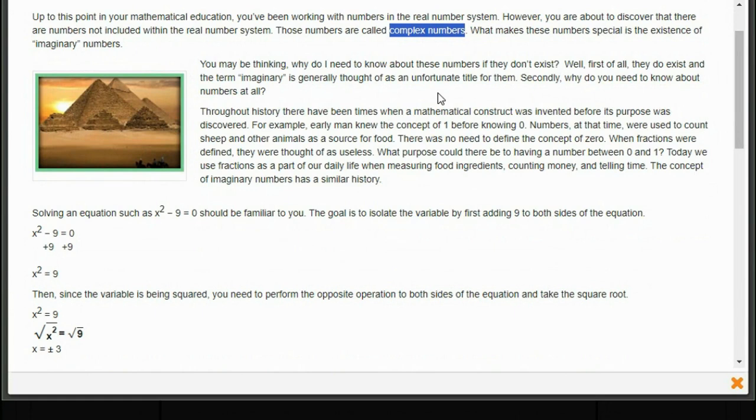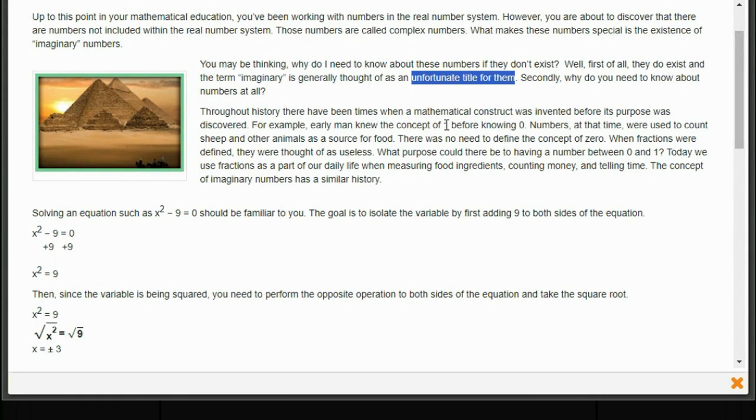Well, they do exist. The term imaginary is a bad name. It's an unfortunate title for them. So secondly, why do you need to know about these numbers at all? Well, throughout history, there have been times when some mathematical construct was invented, but they didn't really have a purpose for it. It's like we know the Pythagorean theorem, a squared plus b squared equals c squared, even if they didn't know where exactly it worked.